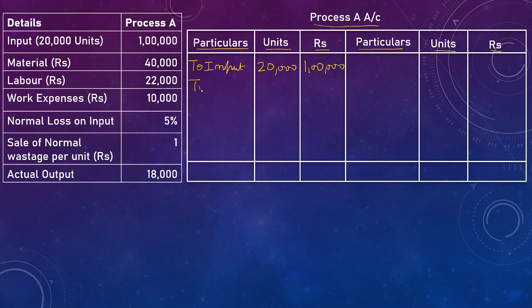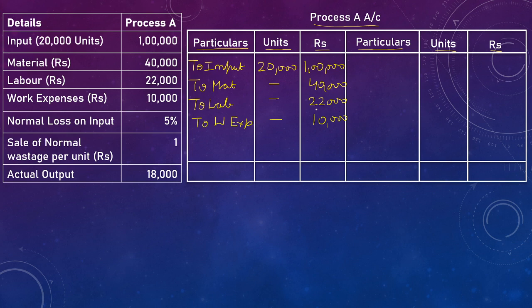Next expense is material, the secondary material, costing rupees 40,000. Wages paid to the labor, or the labor cost here, is 22,000, and the work expenses incurred in this process is 10,000 rupees. So these are the expenses that are debited in the process account.